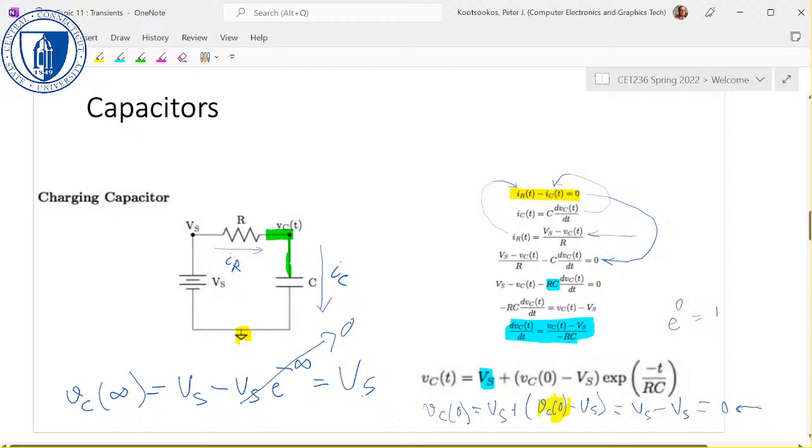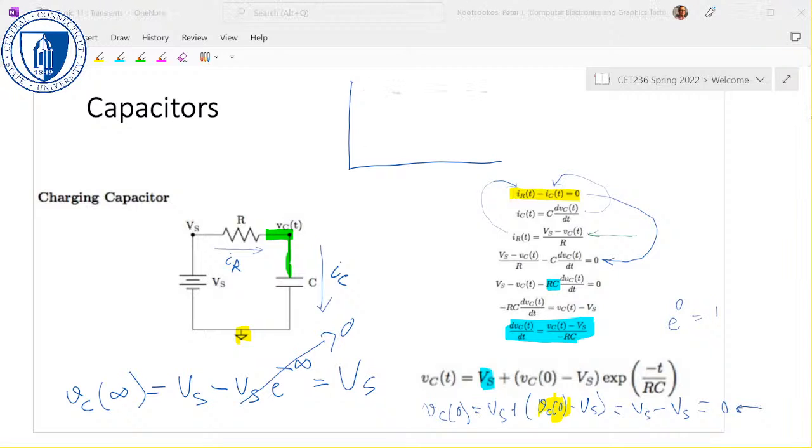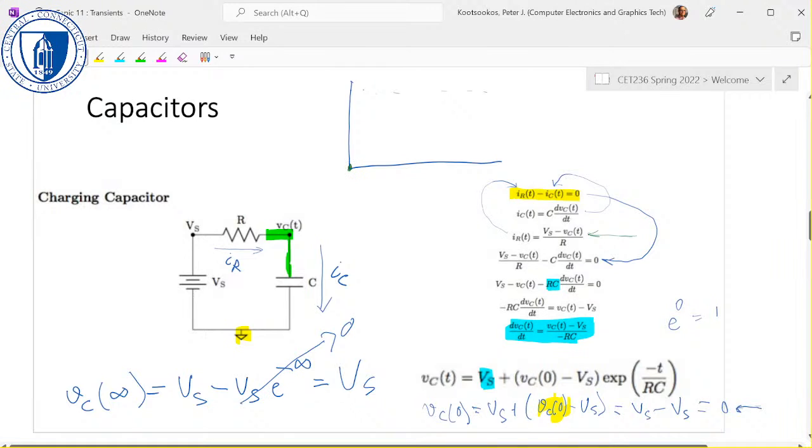So what happens effectively is we start off at zero, and we asymptotically approach VS. Right, that number there is VS.